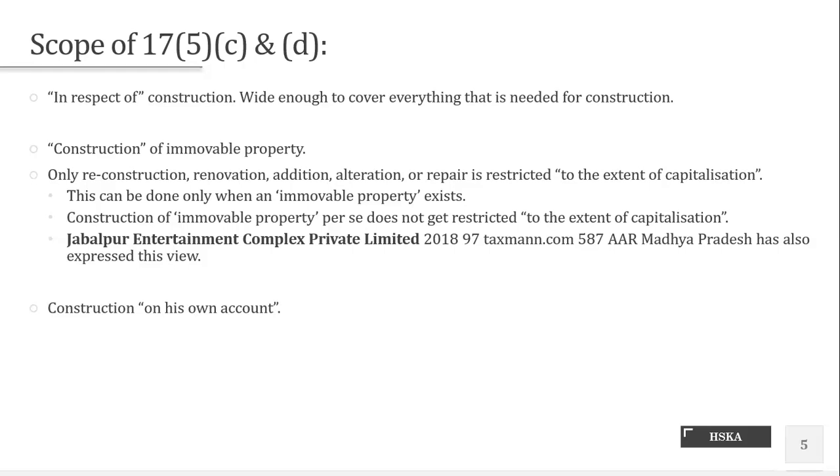So if a particular element has to form part of my building, say for example, your doors and windows, it has to be a part of the building. Otherwise, the building is incomplete. So I feel in that angle, it can be used for understanding what all is covered in respect of.